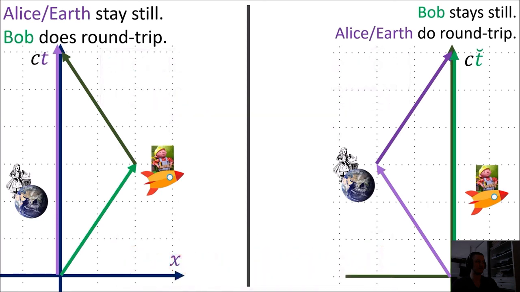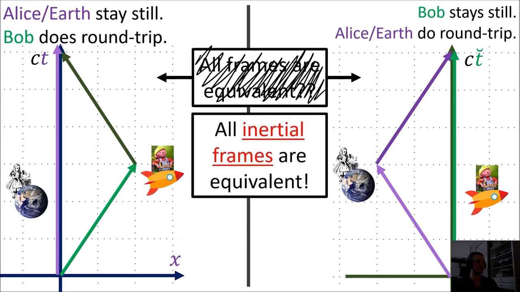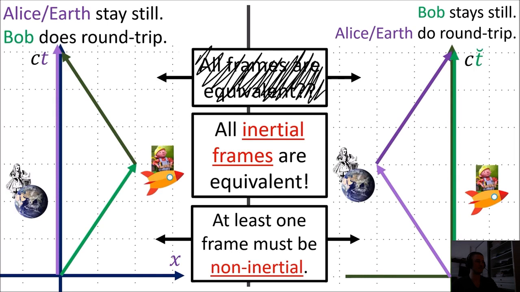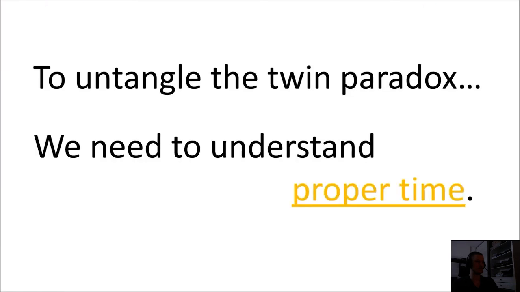This argument turns out to be wrong, and the key mistake is assuming all reference frames are equivalent. Special relativity does not say this. It only says that all inertial frames are equivalent. And in the twin paradox scenario, at least one of the two frames must be non-inertial, and so the frames are not equivalent to each other. To understand why the twin paradox is incorrect, we need to understand how to calculate proper time.